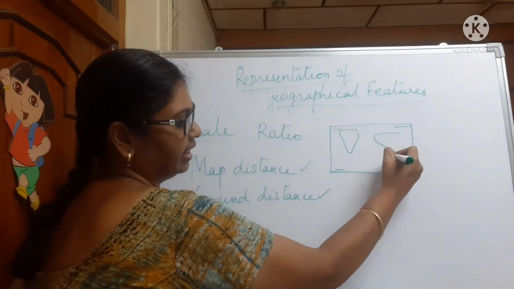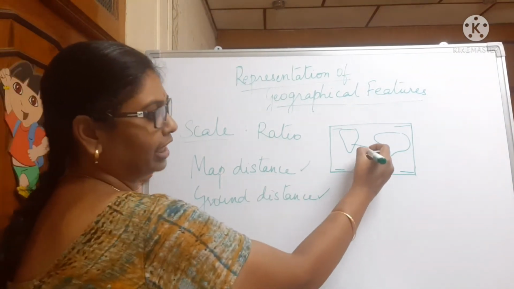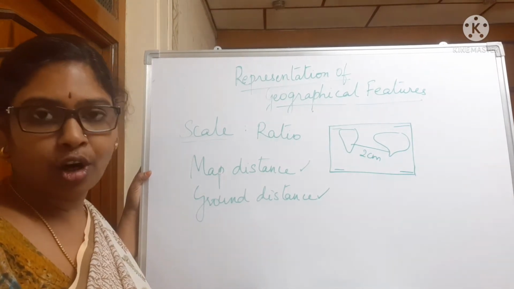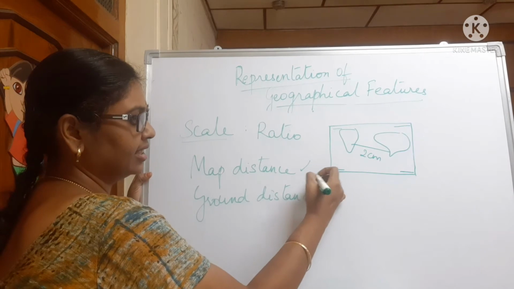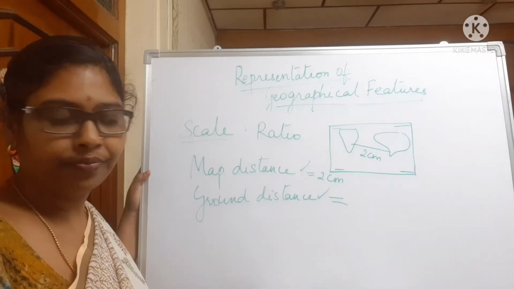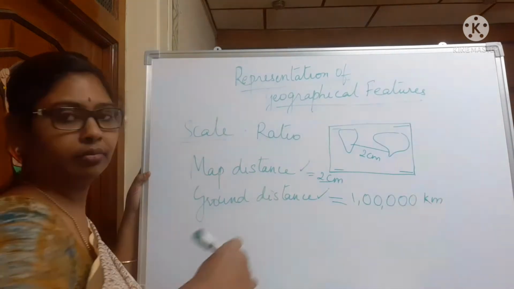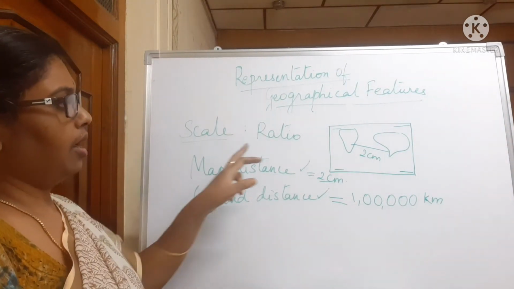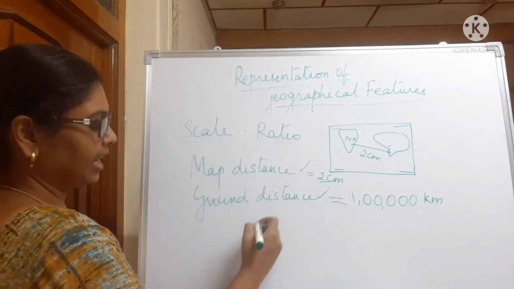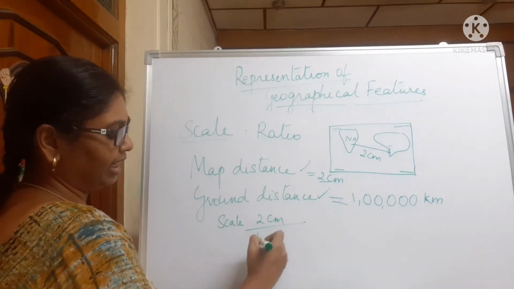Take for example North America and India. The distance between North America and India on the map is only 2 centimeters. Whereas in reality, the distance is not the same. So map distance is only 2 centimeters, but ground distance is some lakh kilometers. Take for example, this is 1 lakh kilometers. When we take a ratio between these, that is known as scale. So scale will be 2 centimeters by 1 lakh kilometers.